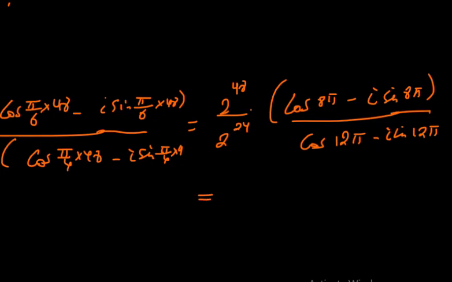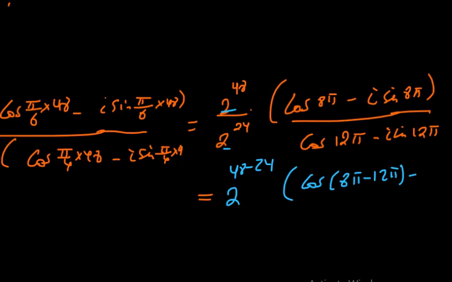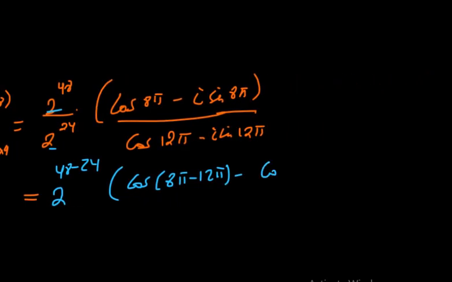Okay, so in this case we have to apply the exponential rule. Since the base is the same, we are going to subtract the exponents, and also we can apply the polar form rule of complex numbers: when you divide, just subtract the arguments. So cosine of 8 pi minus 12 pi, minus i sine of 8 pi minus 12 pi.